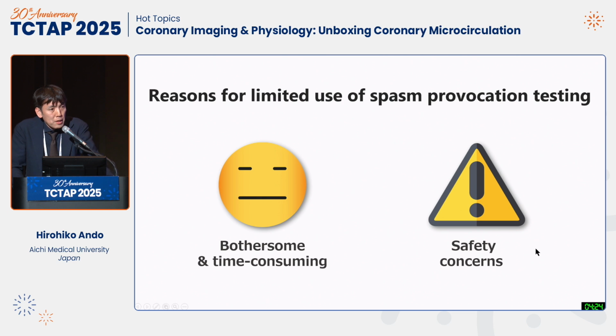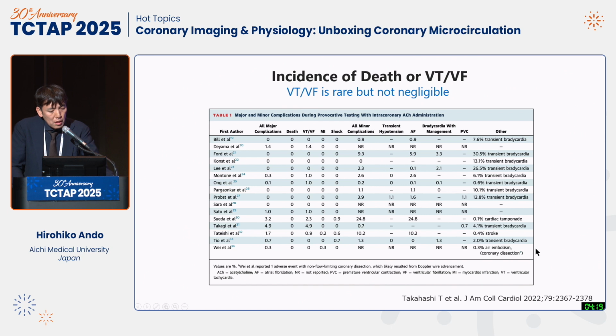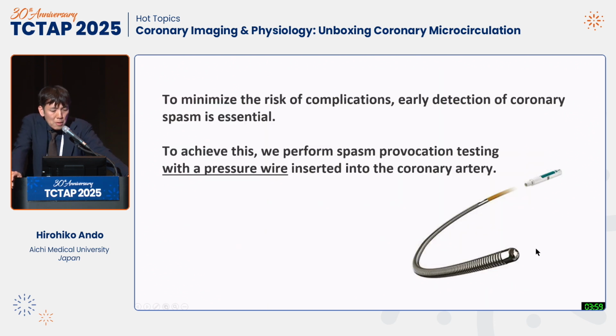Another reason for the limited use is safety concerns. This study shows the incidence of complications regarding the procedures. The incidence of death was 0%, but the risk of ventricular tachycardia or fibrillation is not negligible. So to minimize the risk of complications, early detection of coronary spasm is essential. To achieve this, we perform the spasm provocation testing with a pressure wire inserted into the coronary arteries.